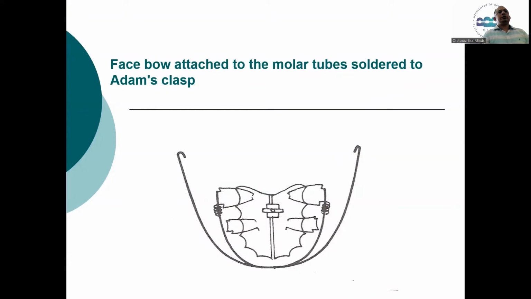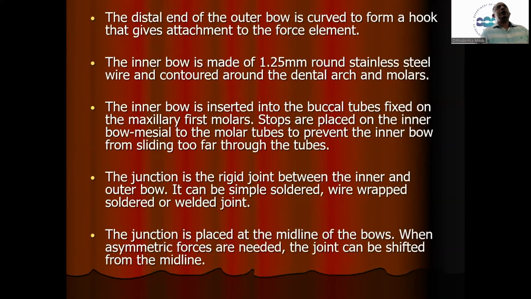This is the force attached to the molar tube soldered to the Adams clasp. The distal end of the outer bow is curved to form a hook that gives attachment to the force element. The inner bow is made of 1.25 millimeter round stainless steel wire and contoured around the dental arch and the molars. The inner bow is inserted into the buccal tubes fixed onto the maxillary first molars. Stops are placed on the inner bow mesial to the molar tubes to prevent the inner bow from sliding too far through the tubes.